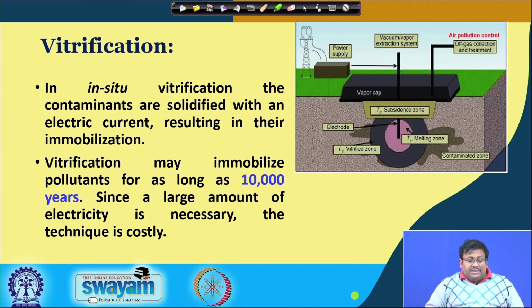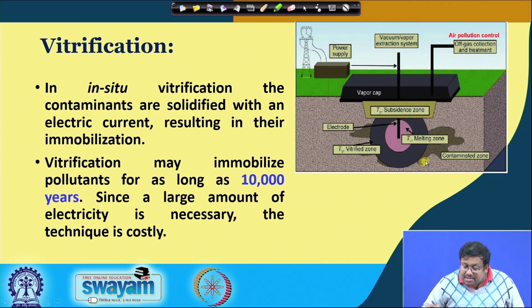Another important aspect of soil decontamination is vitrification. In in situ vitrification, the contaminants are solidified with an electric current, which results in their immobilization. Again, in in situ vitrification the contaminants are solidified via electric current, and ultimately it produces immobilized material. Vitrification may immobilize pollutants for as long as 10,000 years. Since a large amount of electricity is necessary, the technique is very costly.